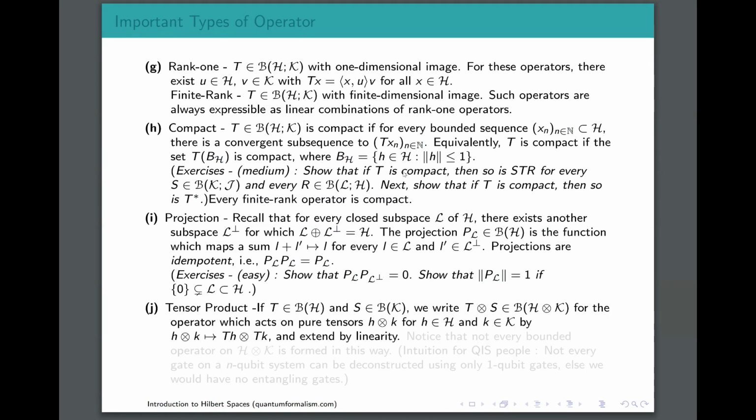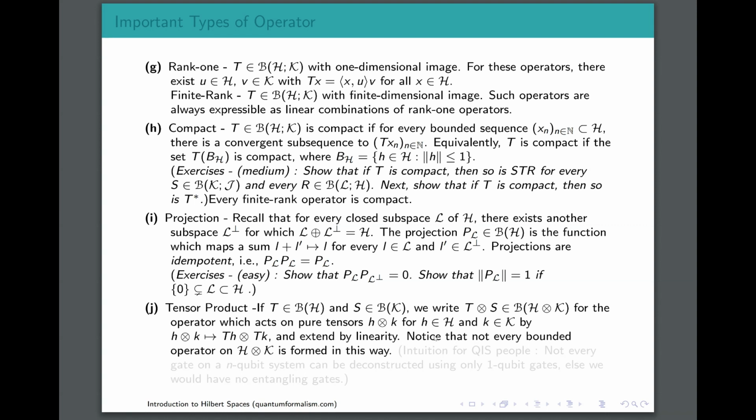Finally, that brings us to the tensor product of two operators. If T is an operator on H and S is an operator on K, we write T tensor S for the operator on H tensor K which acts on the pure tensors h tensor k, for h in H and k in K, as you would expect. So h tensor k gets mapped to Th tensor Sk. And we just extend this by linearity so that it's defined on the entire space H tensor K rather than just on the pure tensors.